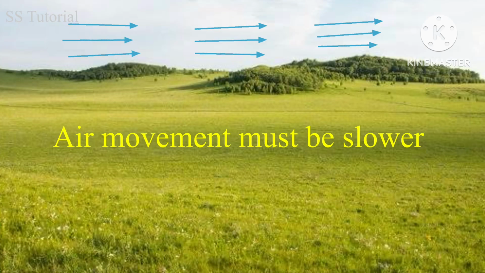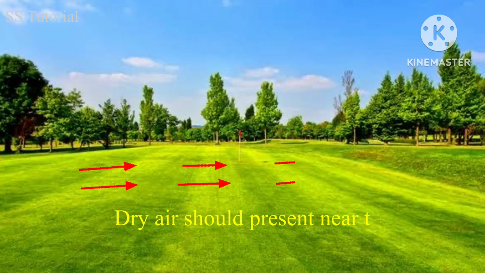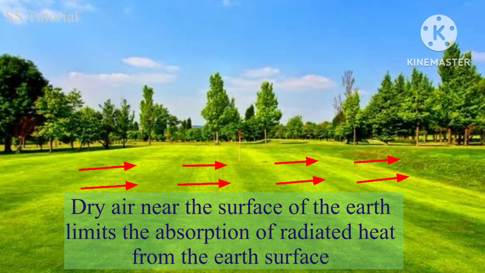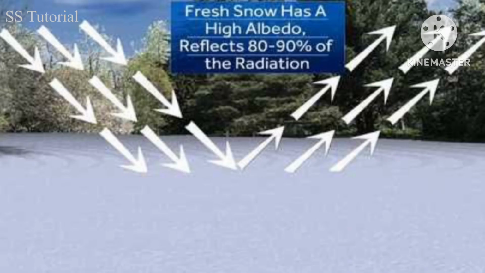Air movement must be slower. If air movement is slow, then mixing of heat does not occur in different layers of the atmosphere. Dry air should be present near the earth's surface. Dry air near the surface of the earth limits absorption of the radiated heat from the earth's surface. There should be snow-covered ground. If the ground is snow-covered, then it maximizes the loss of heat through reflection of incoming solar radiation. All these conditions are responsible for temperature inversion.